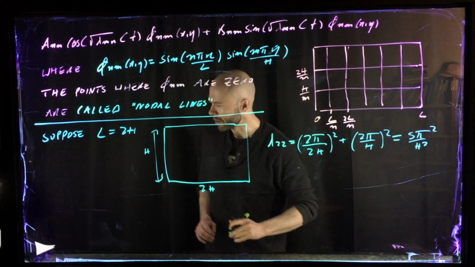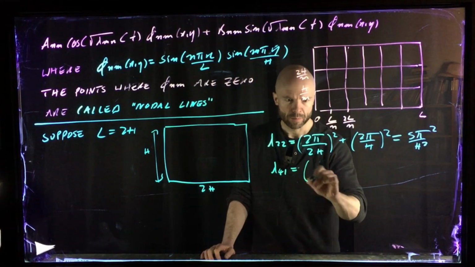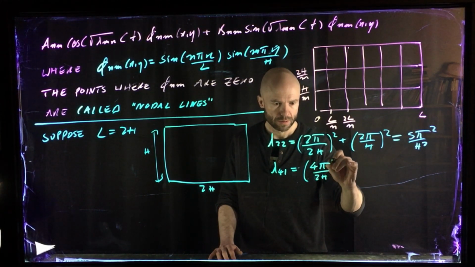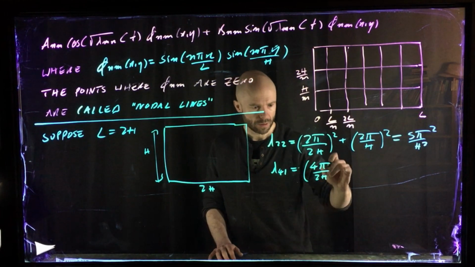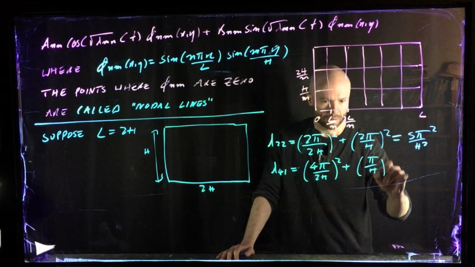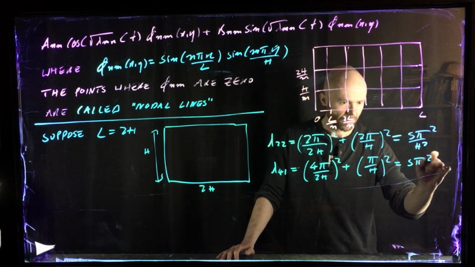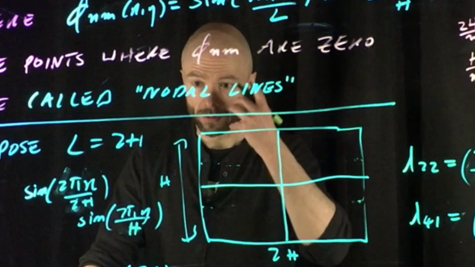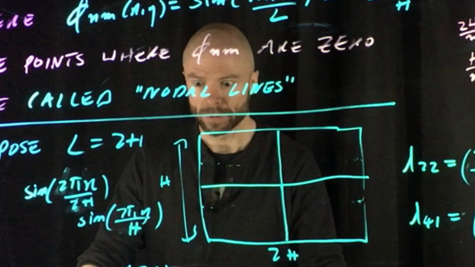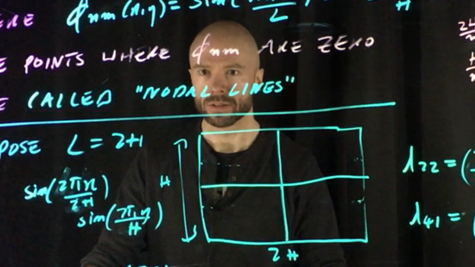And let us take lambda 4, 1. What will that be? That'll be 4 pi over 2h squared plus pi over h squared, and again that is going to be 5 pi squared over h squared. So this is an example of the same eigenvalue with different eigenfunctions, and they are indeed completely different. So we have a more complicated scenario happening in this situation.